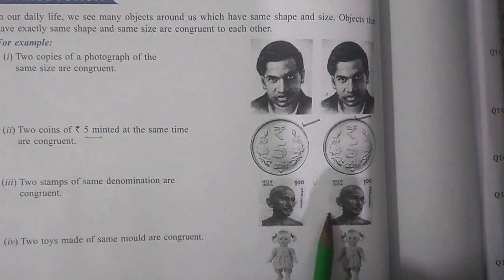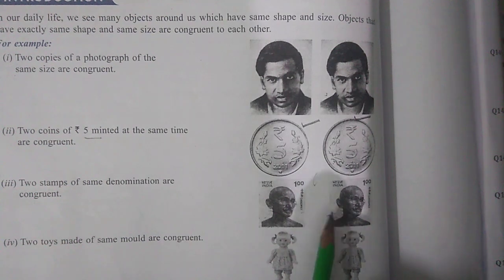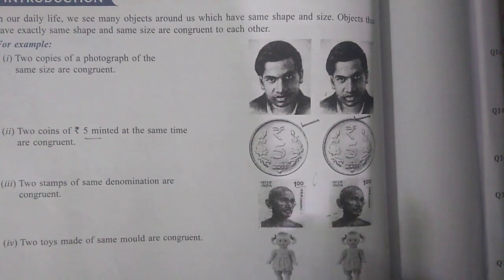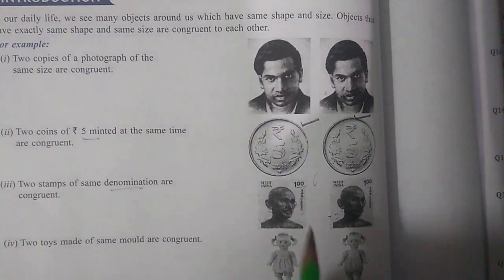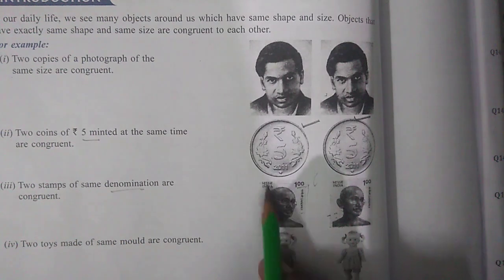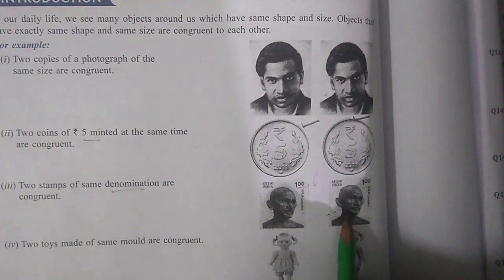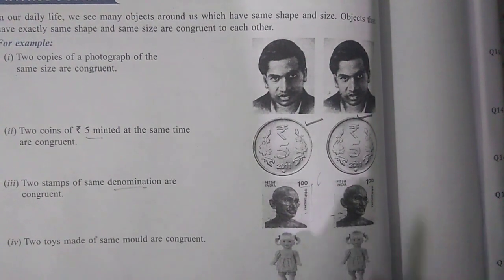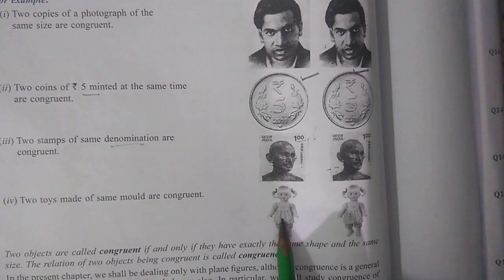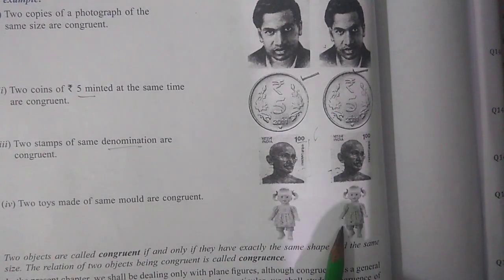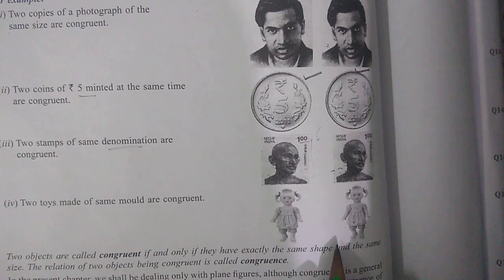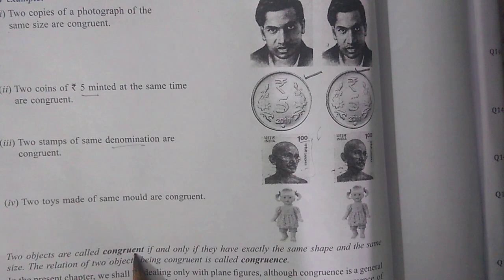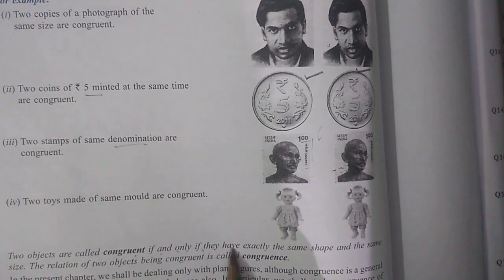Same, two stamps of same denomination. Denomination means amount, they are having same amount. Suppose this is 100 rupee stamp and this is also 100 rupee stamp, so we can say these two figures are congruent. Now one more example, two toys, they are having same shape and same size, so they are also congruent. So we can say that two objects are called congruent if and only if they have same shape and same size.